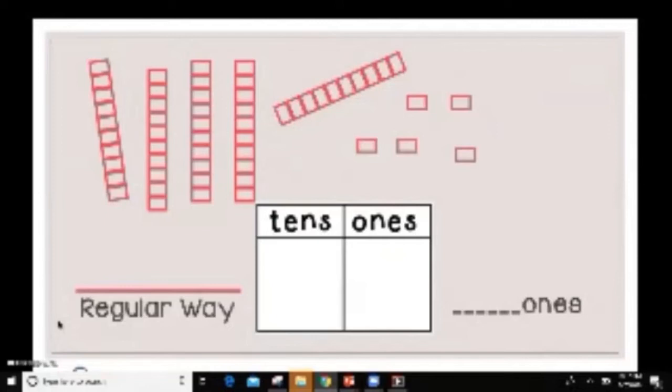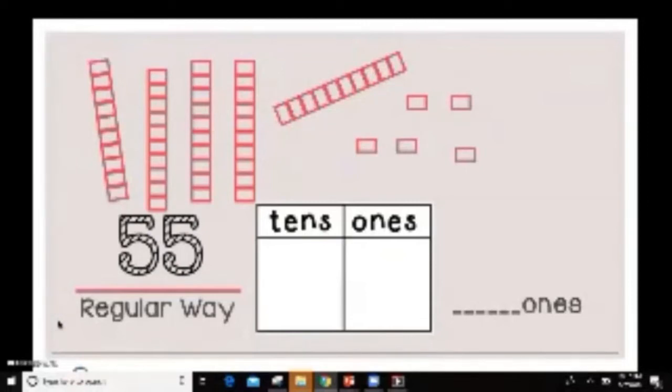Okay, is it all filled in your math journal, your dry erase board? Well done. I'm going to start with the regular way. I counted up by tens and then counted the ones. I said 10, 20, 30, 40, 50, 51, 52, 53, 54, 55. So for me, the regular way was 55. Is that what you got?